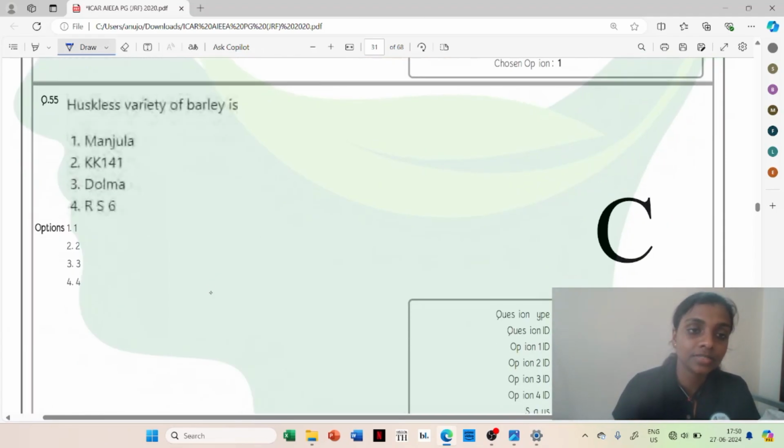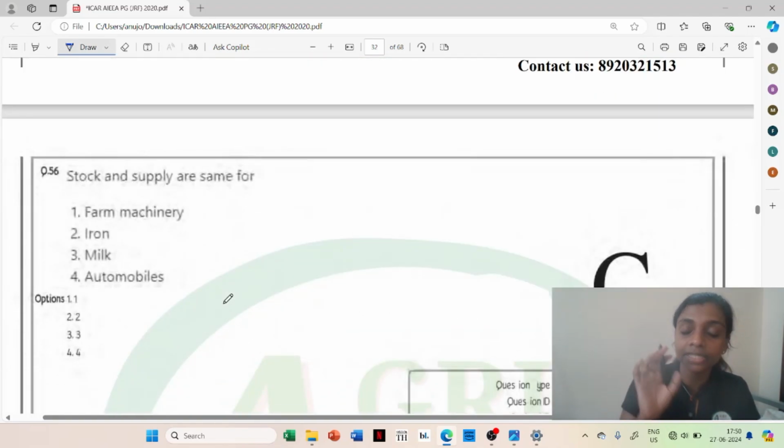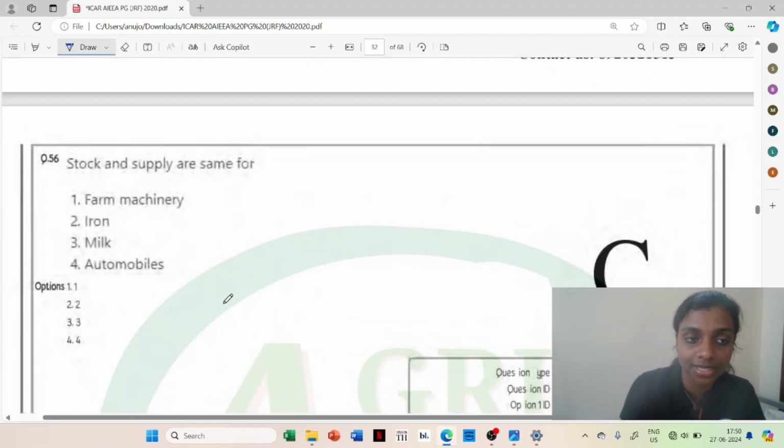Next one, huskless variety of barley is. The answer is Dolma. Try to remember some of the varieties if they have any specialty, since there is a chance they may be asked.